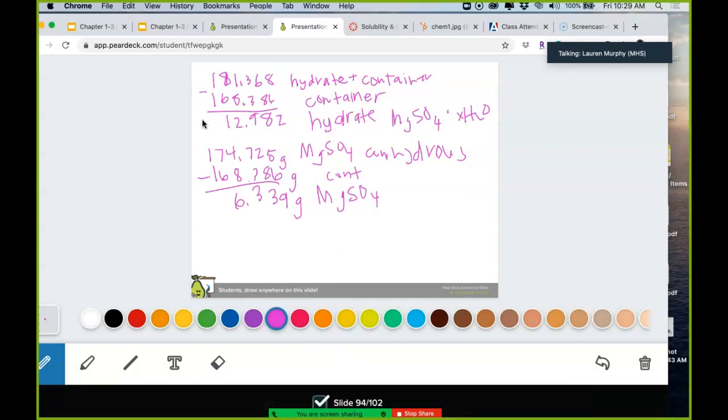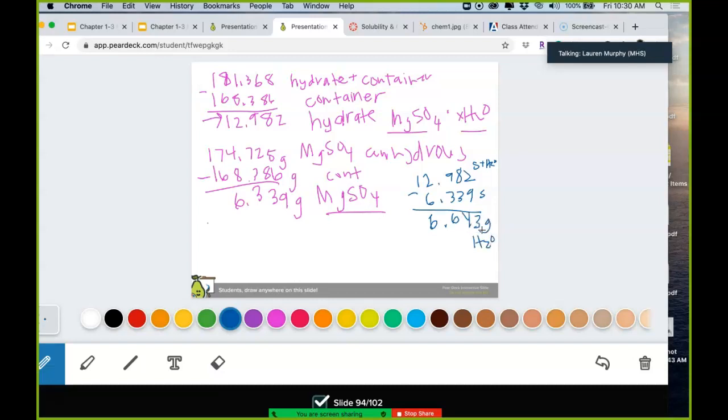Okay. Well, if this is the salt and water, and this is just the salt, if I take these two numbers and I subtract them, I will get the mass of the water in there. So 12.982 is salt plus water. 6.339 is just the salt. So if you subtract them, I will know how much of it was water that got evaporated off. So 12.982 minus 6.339, all right, so 6.643 grams of it is water.